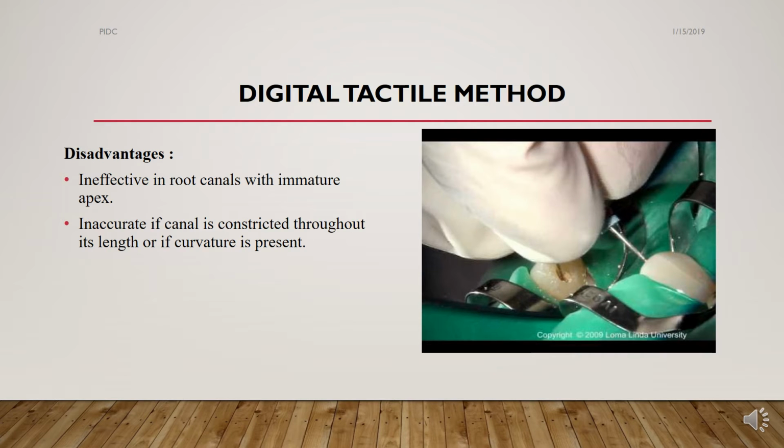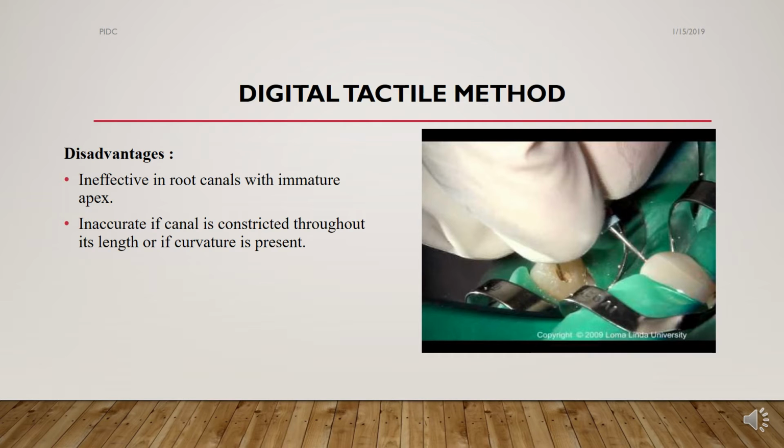In the tactile method, after access cavity preparation, you take a very small file, maybe size 6, 8 or 10, and it is slowly inserted into the canal. This is the first step. You insert it slowly into the canal until you feel the stop of the apical constriction. Fix the stopper to the reference point, usually an incisal edge or a flattened cusp, and measure with the scale. This method is called the digital tactile method.